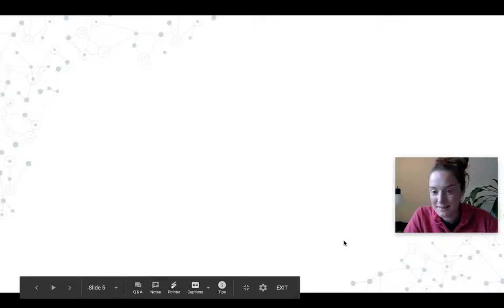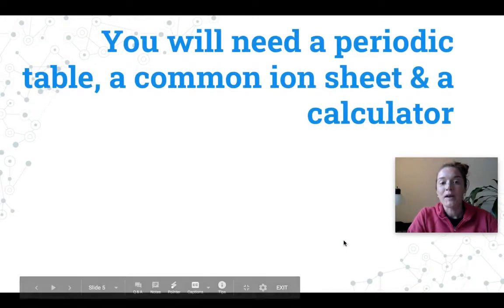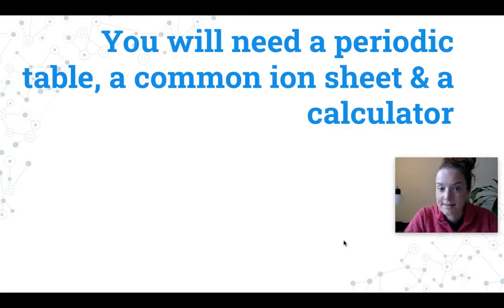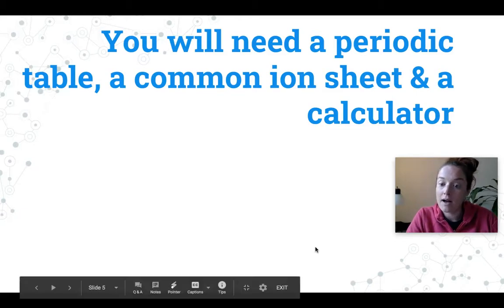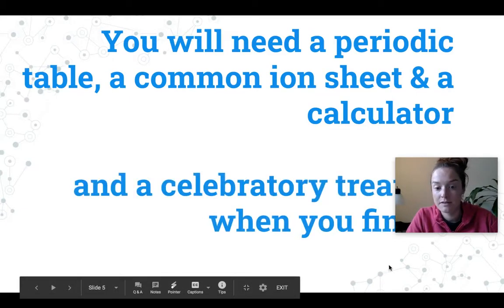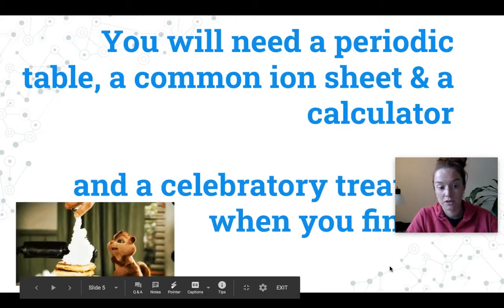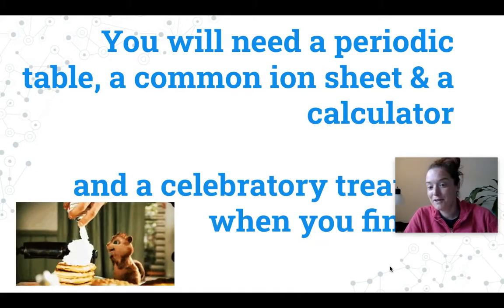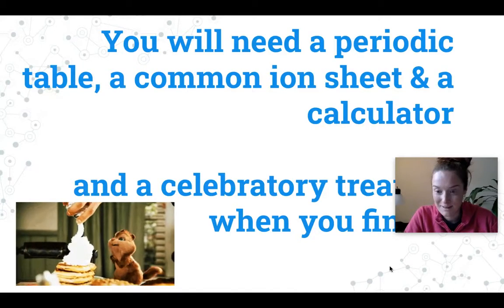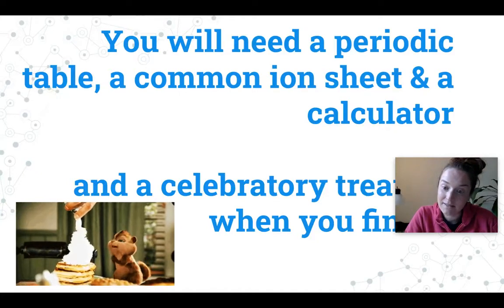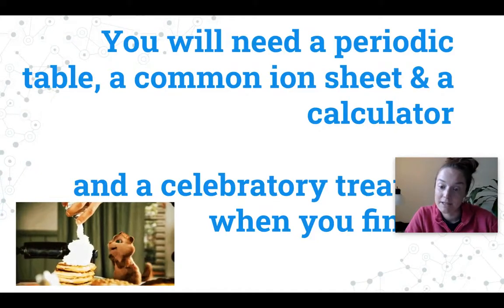So what will you need to make this happen? Well, you'll need internet access, you'll need your periodic table and common ion sheet, and a calculator. And when it's all done, I want you to give yourself some sort of celebratory treat. It doesn't have to be fluffy pancakes made with baking soda, but you will definitely deserve something special for yourself when you're done.